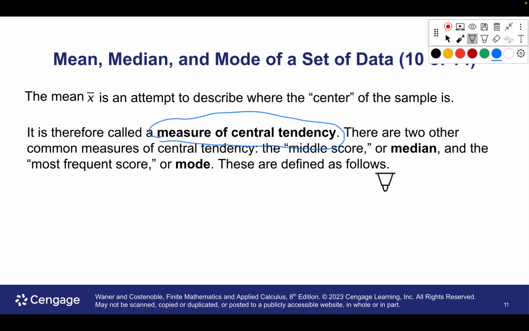So there's 2 other measurements, though, that we could use. And the reason is because data looks differently. So there's the median, and those are the 2 main ones we will use, either the median or the mean. We'll talk about the median. And the mode also can sometimes come in here.